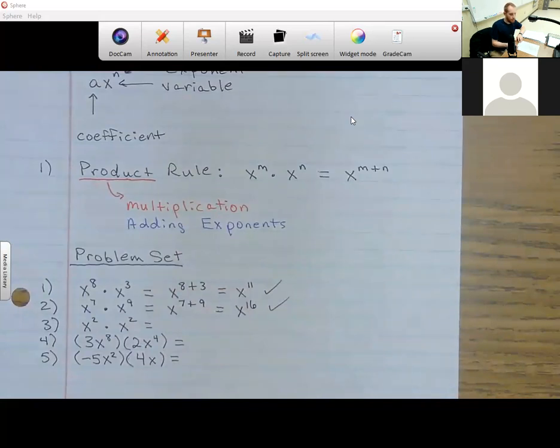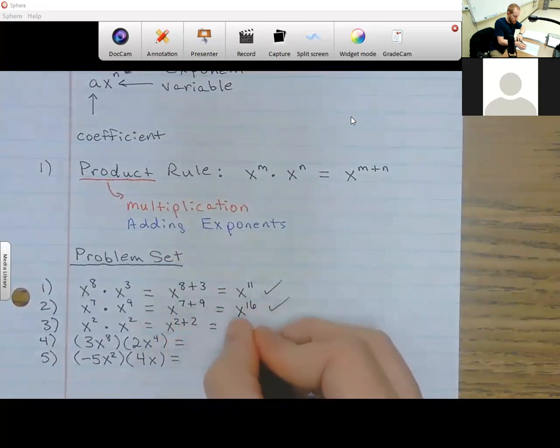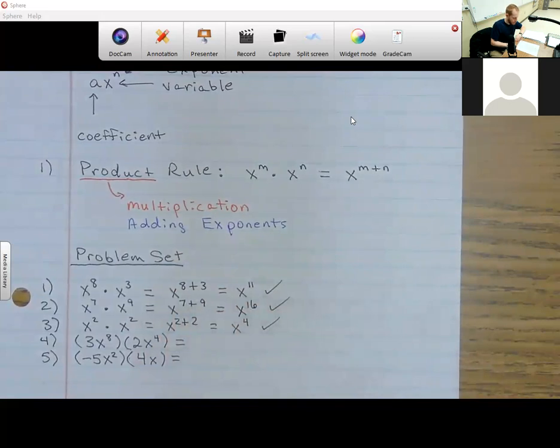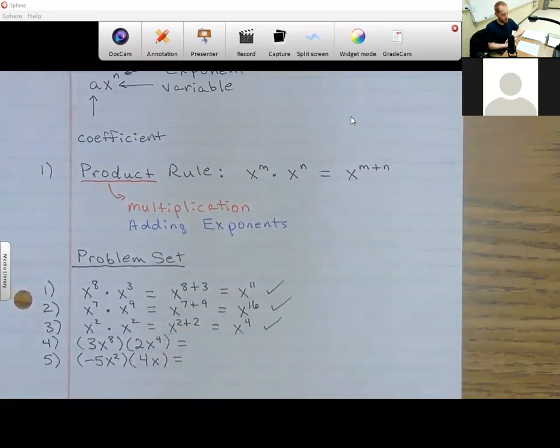Because we're just adding 7 and 9 together. Okay? So next we're going to be doing 2 plus 2. So I'm going to have x to the 2 plus 2 power. And that's going to give me x to the 4th power. So all we're doing so far is adding the exponents. So that's what you do when you're multiplying the variables together.